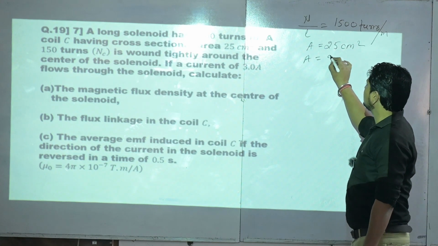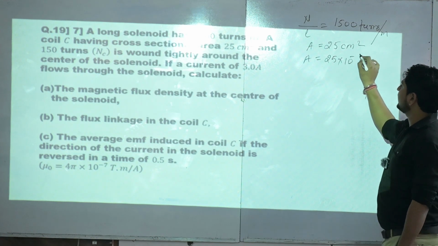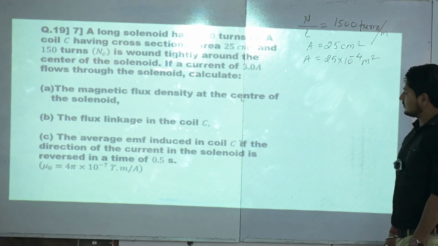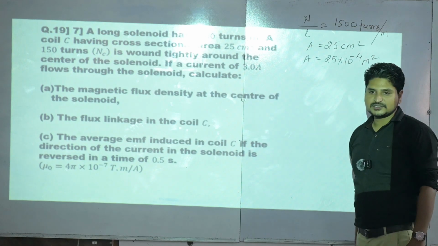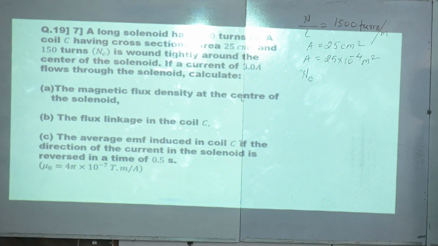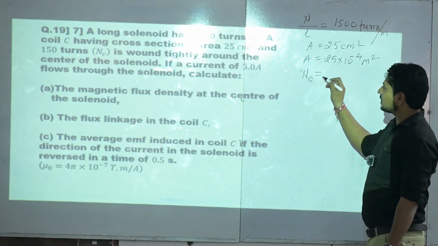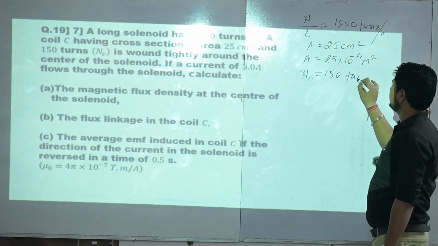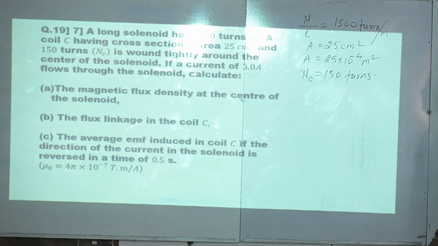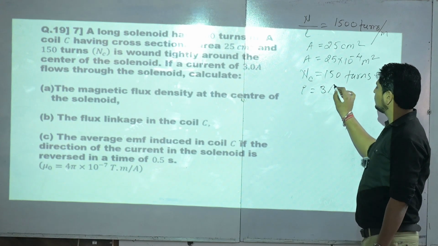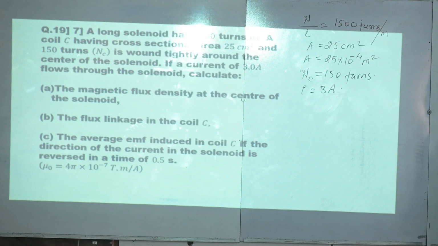So A becomes 25 into 10 to the power minus 4 meter square. And 150 turns. Again this is a number of turns, but this is the number of turns for the coil C, so this is N suffix C, 150 turns. Is wound tightly around the center of the solenoid, if the current I equals 3 ampere flows through the solenoid.